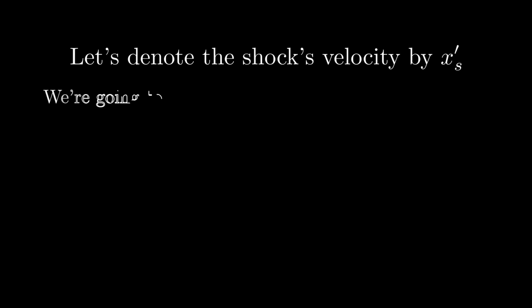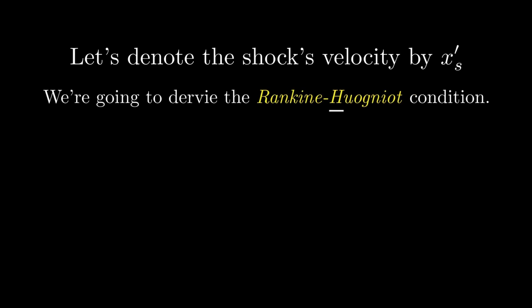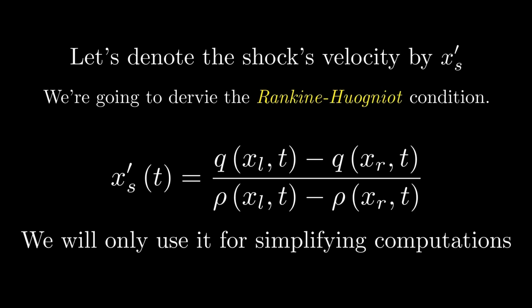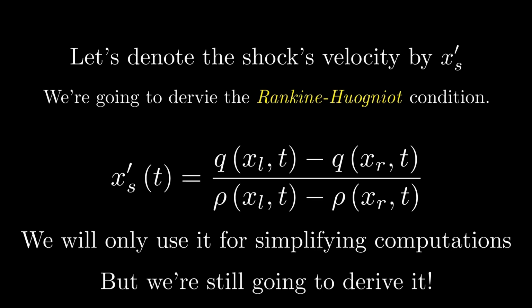Let's denote the shock velocity by x s prime. The relation we're about to derive is called the Rankine-Hugoniot condition, which comes from the field of fluid dynamics. It's used to describe the propagation of a shock wave based off the information from both sides of the shock. For this video, I will only be using the Rankine-Hugoniot condition for computational purposes, to simplify calculations. That's why I'll refrain from explaining the semantics of how it works. However, I will be providing a derivation of this formula, but keeping the calculations loose.